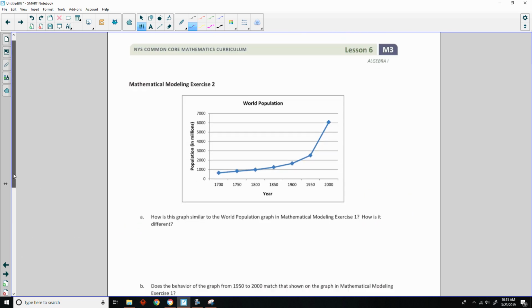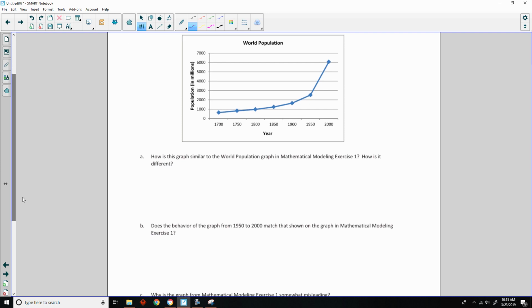Okay, mathematical modeling exercise 2, world population. How is this graph similar to the world population graph in mathematical modeling exercise 1? Okay, well, we're talking about a number of years between 1700 and 2000 this time. And we're talking about population in millions. So they are the same because we're talking about certain years and populations. Okay. And how are they different? Well, this is growing at a slow rate, then all of a sudden it starts growing faster. So this is exponential.